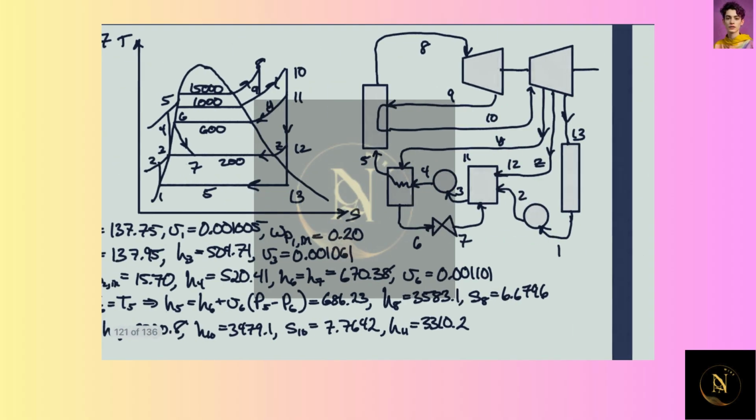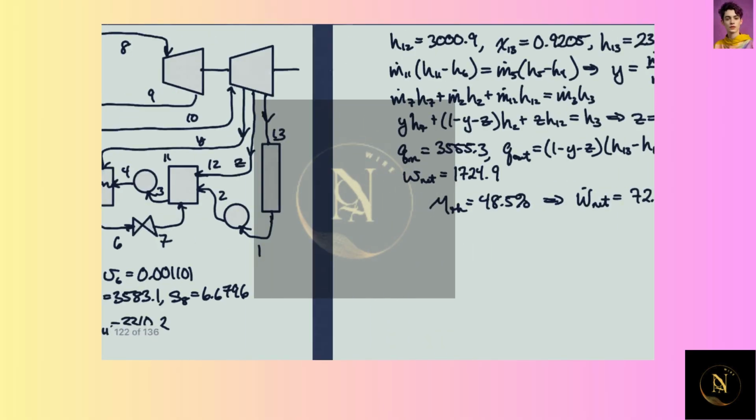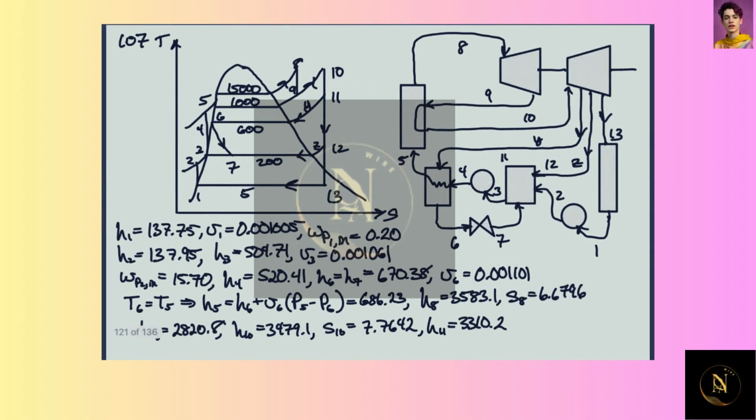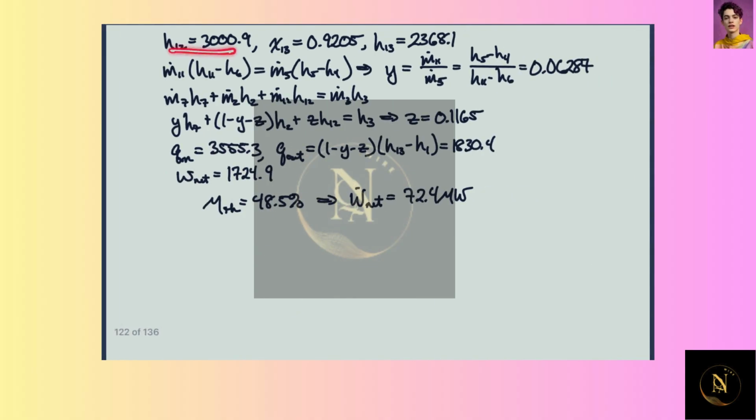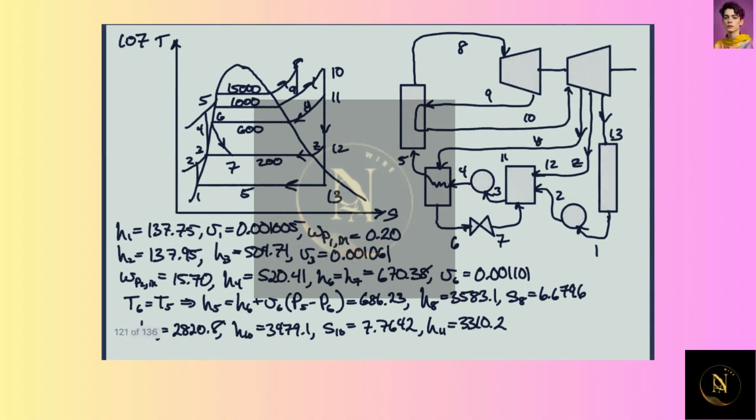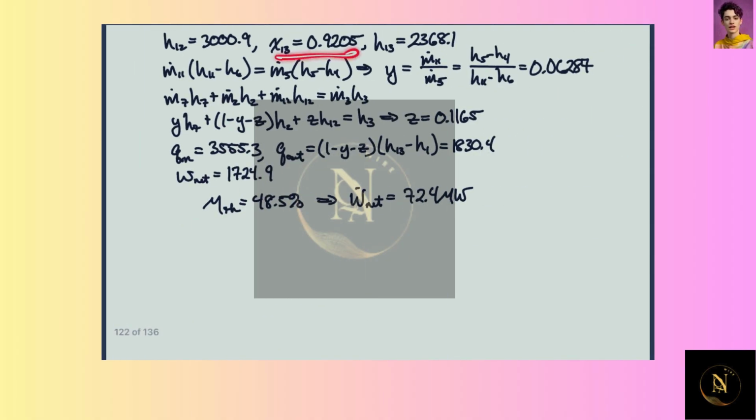Anyway, so now let's see, where are we at? We need to go to 12. So at 12, entropy is the same as at 10, and we have pressure, so we can get enthalpy. Then at 13, likewise, entropy is the same as at 10, and we have pressure, and we find that we're two-phase, so we can get the quality and the enthalpy.